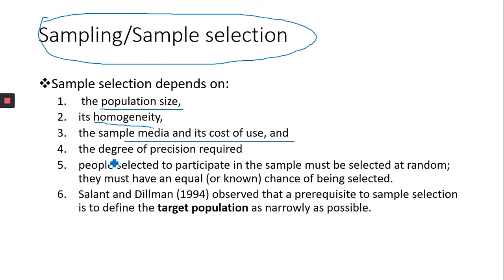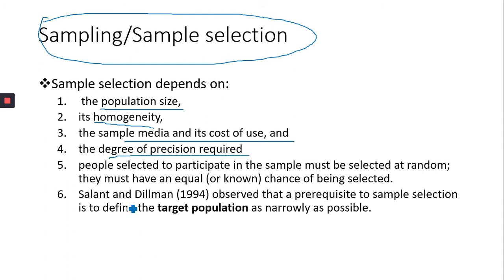Four, the degree of precision required. This is very, very important. Of course, I will explain this a bit in the next slides. People selected to participate in the sample must be selected at random. You must not call your friends. You must not call your relatives. The process must be random to ensure that each element of the population has an equal chance of being selected.